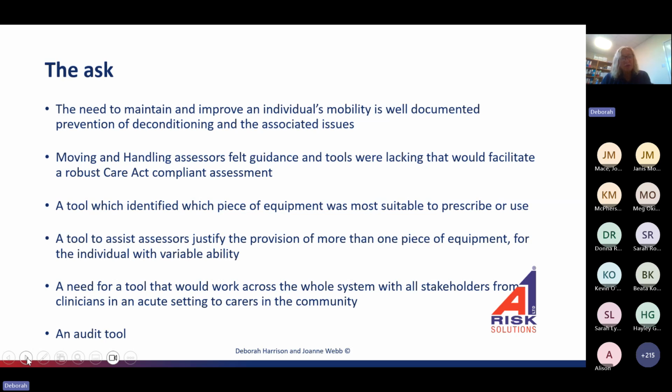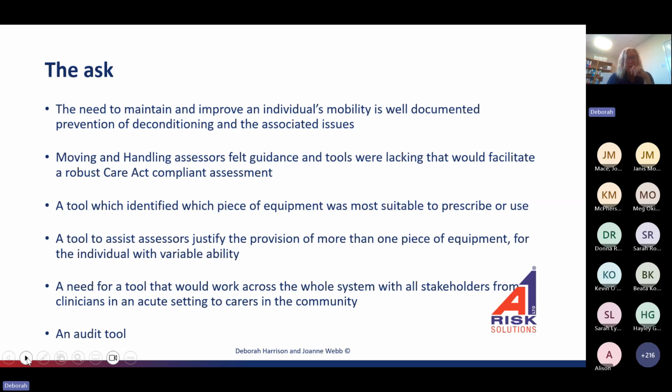And what we were also asked when we did some work with Dudley Council back in 2017 is, could this be used as an audit tool as well? So from visualizing that first initial tool, the ask was actually quite large. So it didn't just become all them things, it became so much more, which I'll describe to you at the end.